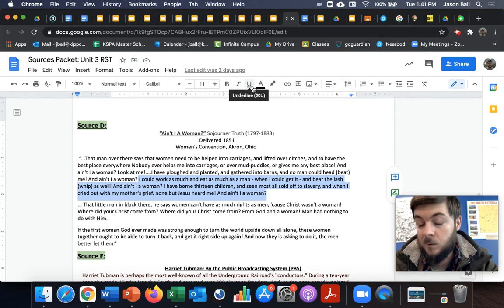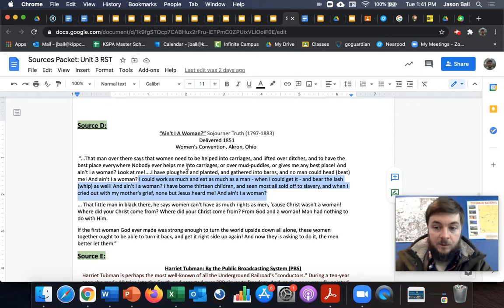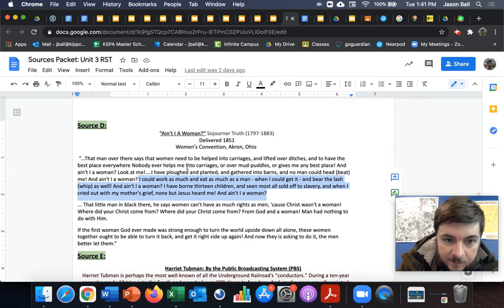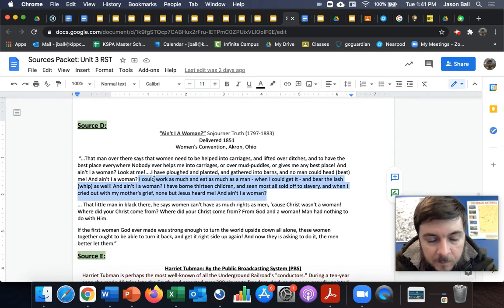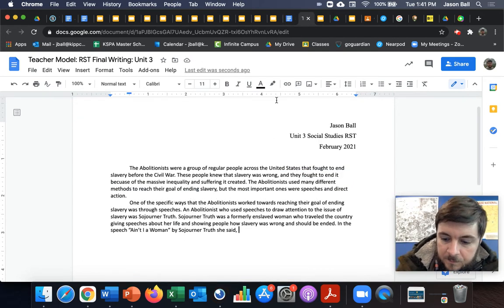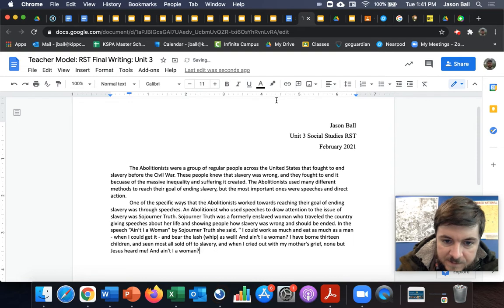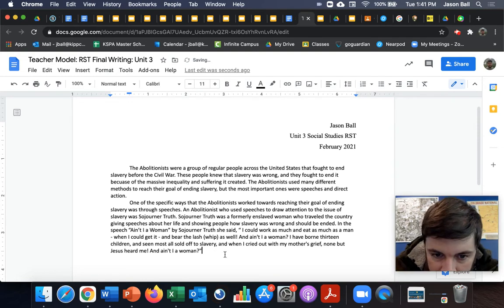I already picked this out earlier, but you should go through the sources packet, highlight or code which sources you want to use. But let's say I like this quote here. So I'm going to copy and paste, push Control C, and then I'm going to quotation marks, paste. Boom, there is my quote.